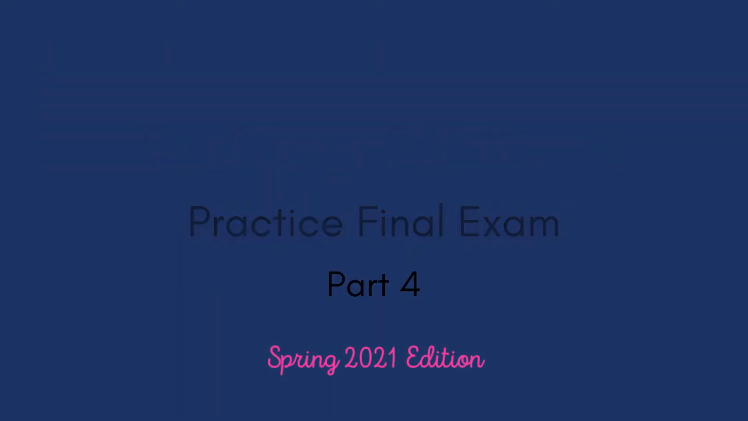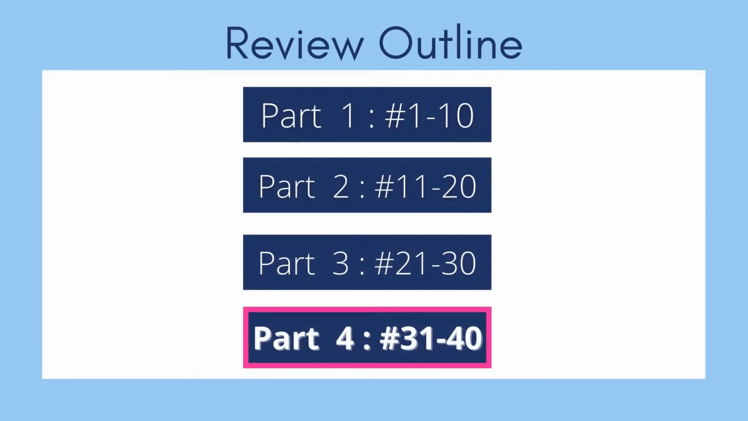So in this video, we're going to be going over the last part of the college algebra final exam review that we've been going over. In this part, we're going to be going over numbers 31 through 40.